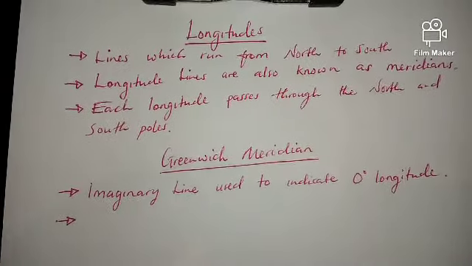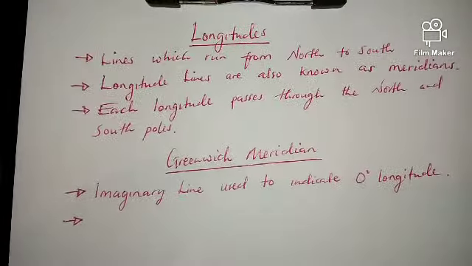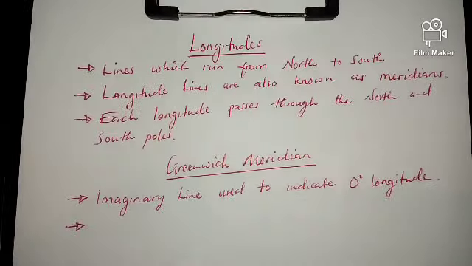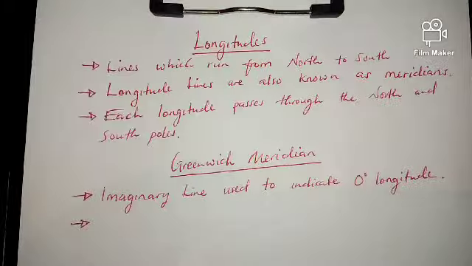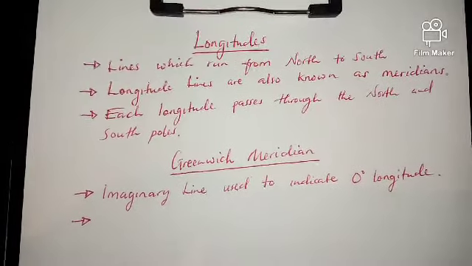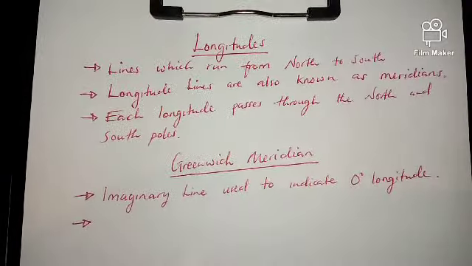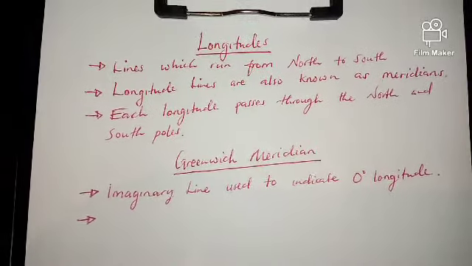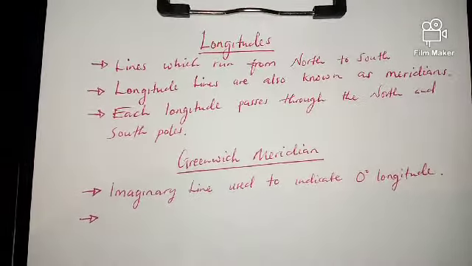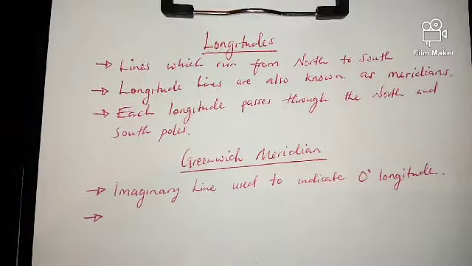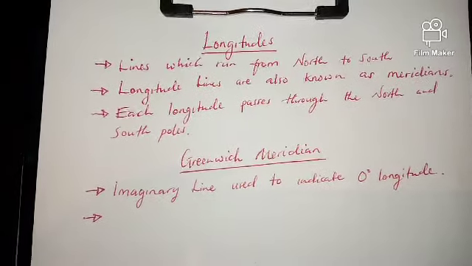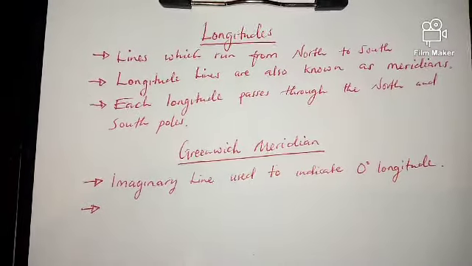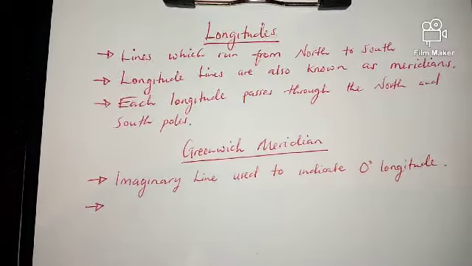Now, longitudes. What are longitudes? Longitudes are simply lines which run from north to south. These lines are also known as meridians, and each longitude passes through the north and the south pole. Under the family of longitudes, there is one which is known as the Greenwich meridian, which is an imaginary line used to indicate the 0-degree longitude.